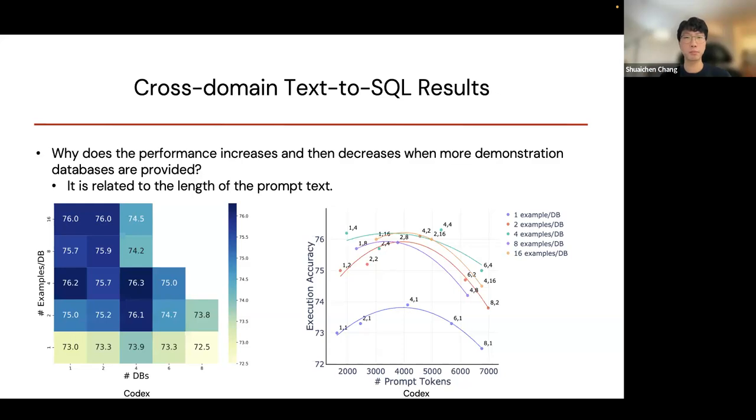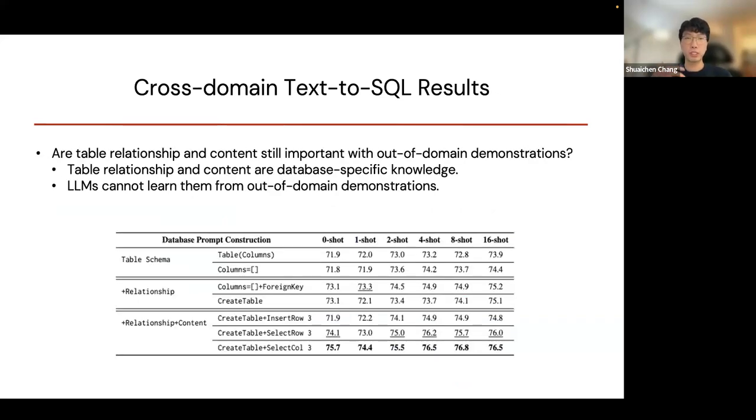multiple models. So now let's go back to the question we care about from the beginning: how to construct the database prompt. We found that the table's relationship and content is still important, even when we have out of domain demonstration. By comparing these 3 different parts of the tables, we can see it's still better with the relationship and contents to provide the best performance, even with a lot of out of domain examples.